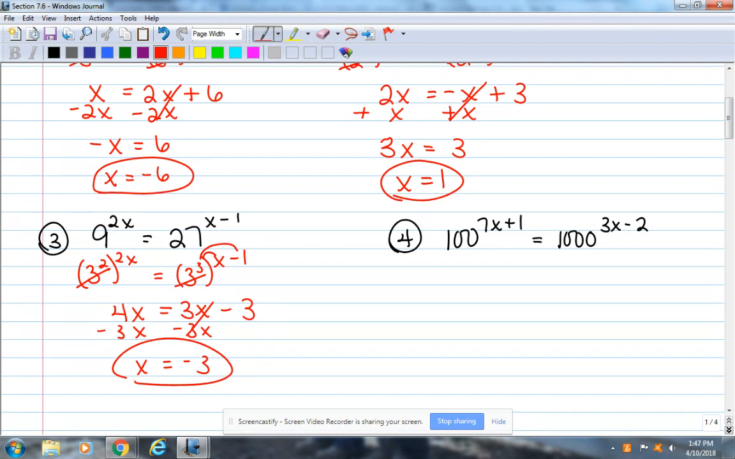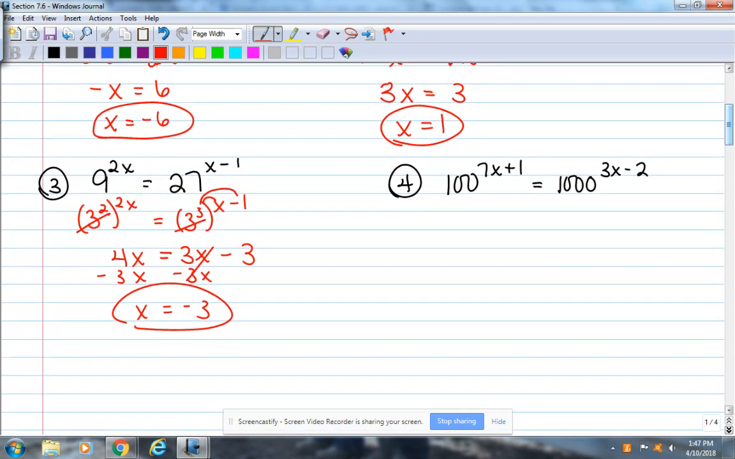All right, so number 4 says 100 to the 7x plus 1 equals 1,000 to the 3x minus 2. Now, what base do y'all think they have in common? A 10. So 100 is 10 to what power? Y'all, this is seriously a 6th grade question I'm asking you. 100 is 10 to what power? Squared, right? 10 squared is 100.